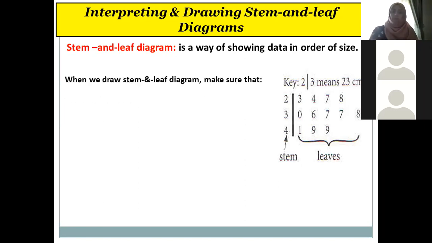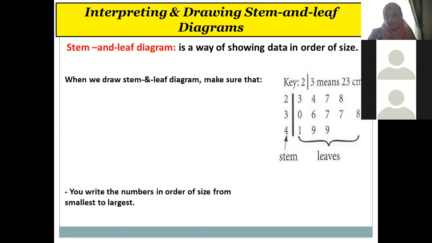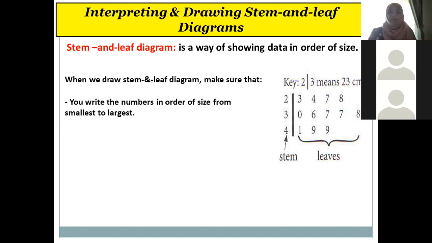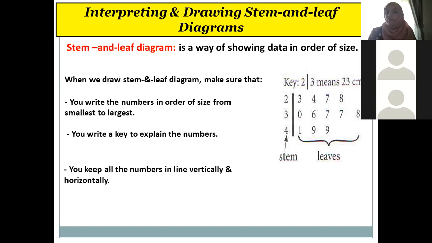When we draw the stem and leaf diagram, we need to make sure of a few points. There are many things we must pay attention to. We write the numbers in order of size from smallest to greatest, as I told you. We must start from least to greatest. You write a key to explain the numbers, and this is very important. Without the key, you can't read a stem and leaf diagram. It might have any meaning. And then you keep all the numbers in lines vertically and horizontally.